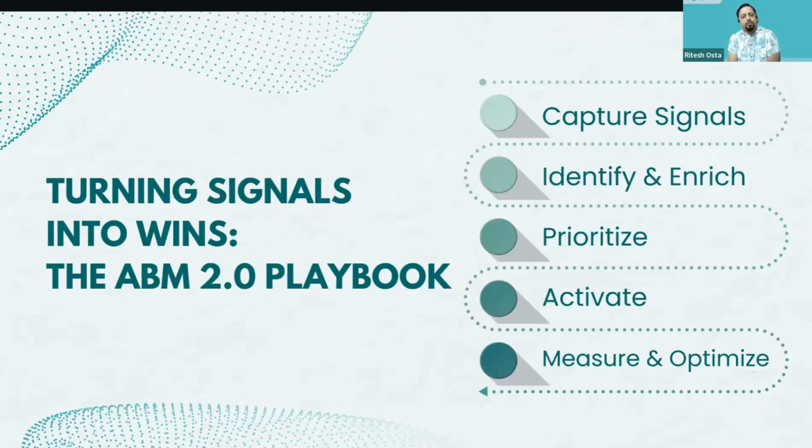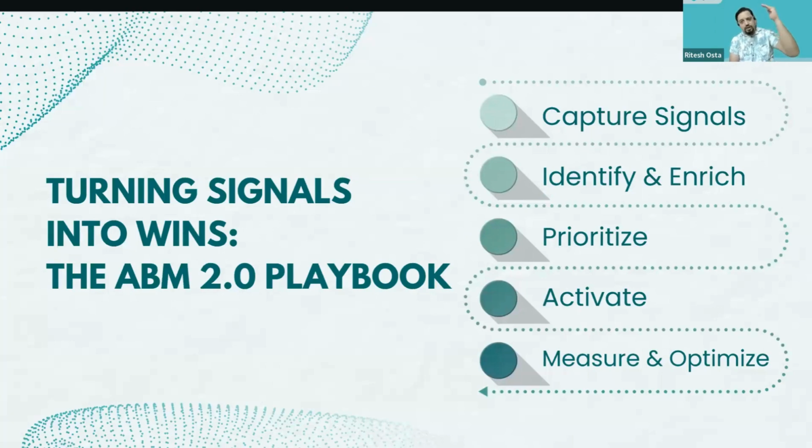So let's talk about the ABM 2.0 playbook. So we talked a bunch of stuff. These are the five major steps when it comes to the ABM 2.0 playbook. This is the main step of the framework that you need to follow. The first step is, of course, capturing the signals. Put up the systems to capture the signals. There are tools available, and you need to identify what signals are relevant for you.